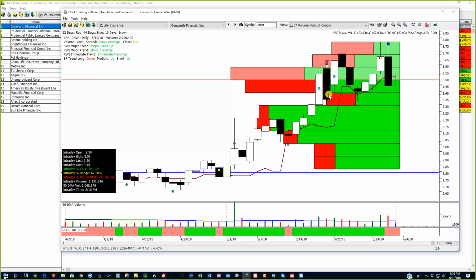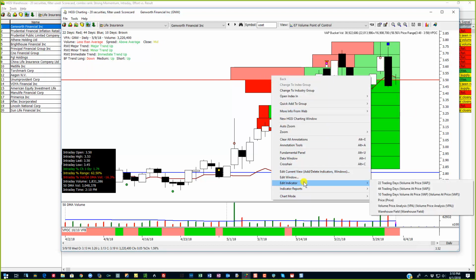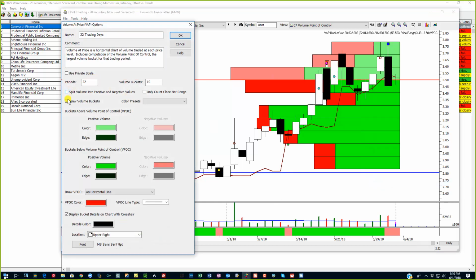Now notice when we're getting some black bars here that the portion of the buckets is much more red. Like this one here, only 44.94% of this bucket went to the positive side. So the stock is consolidating through here. That's the 22-day version of this. Now, if you want to take a look at this, you just edit the indicator and just deselect when you leave.